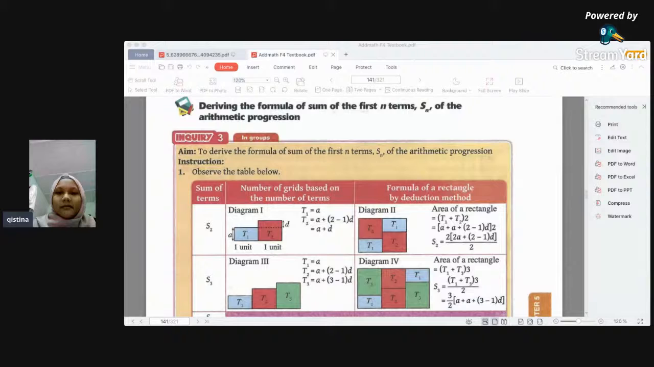This is the formula to count the terms, which is Tn equals a plus (n minus 1)d. So from this information, let's move to diagram 2.